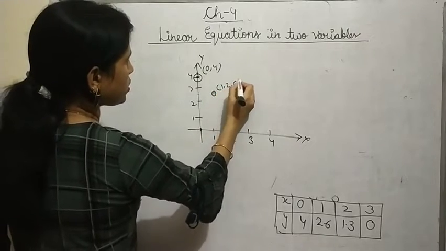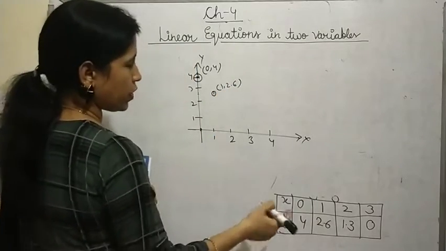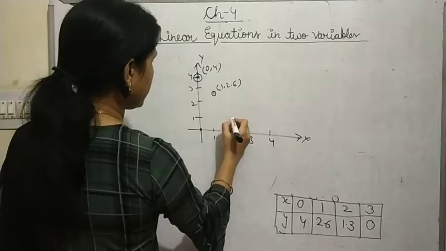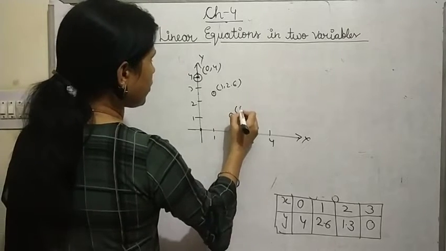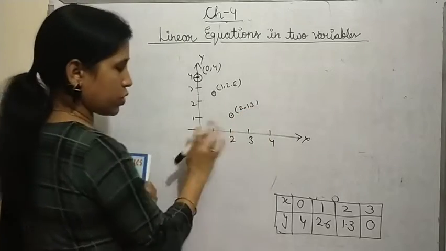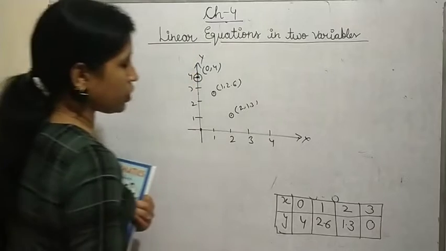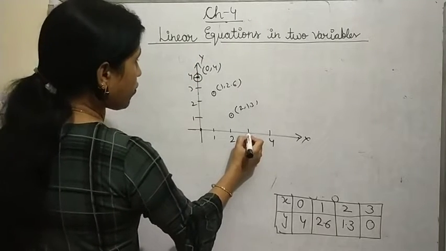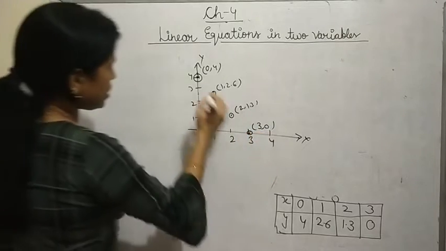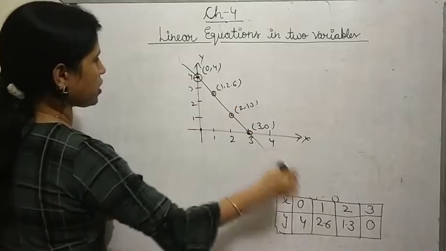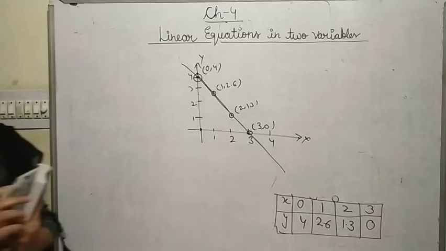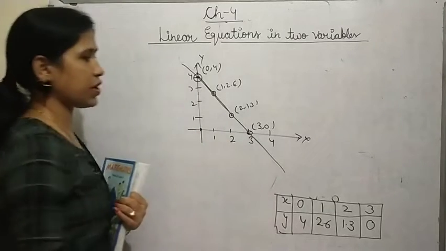Okay, 1, 2.6. 2, 1.3. 2 is here, 1.3 should be about here. Means I have taken approximately. When you take it in a proper way, with proper distance, it will be visible properly. Then 3, 0. Here we have 3 and y is 0, so obviously the point will come on the x-axis. So here is my 3, 0. See, when I draw roughly, then also you can see my straight line has come. So this is your linear equation in two variables, means my graph has come in straight form.